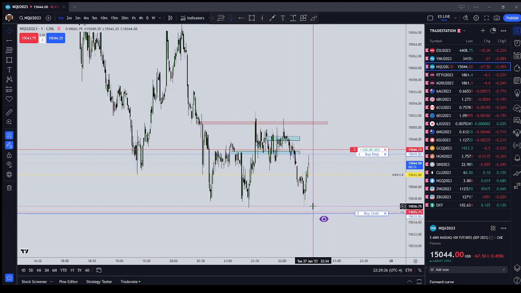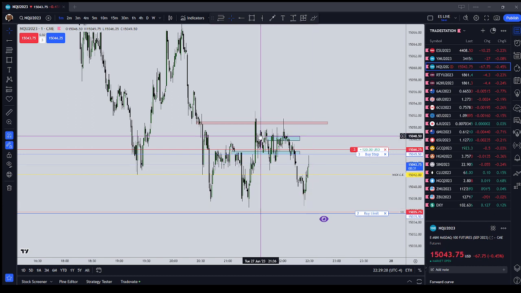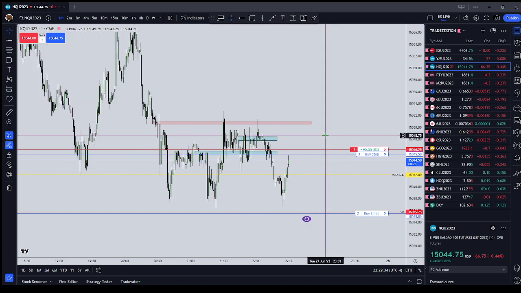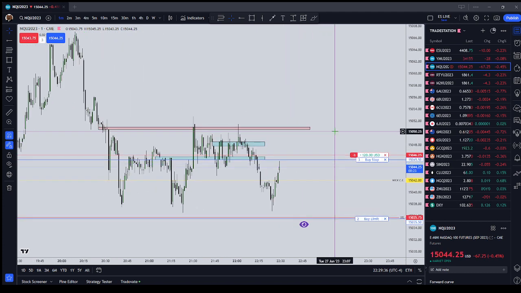It's very surprising to me that through all this work, the NASDAQ does not want to punch into this sell-side liquidity. Just very surprising to me that it doesn't want to do that.